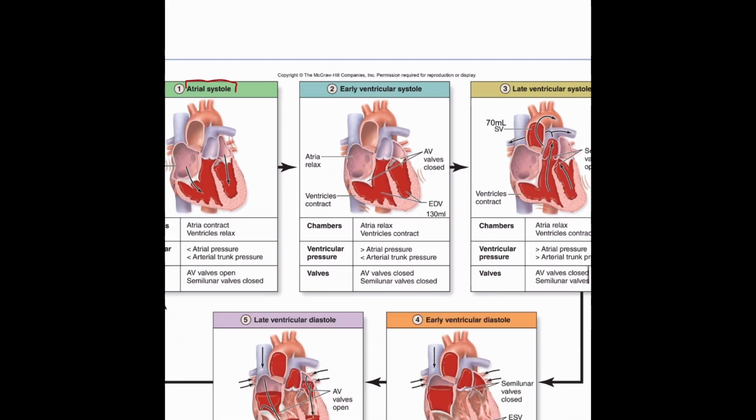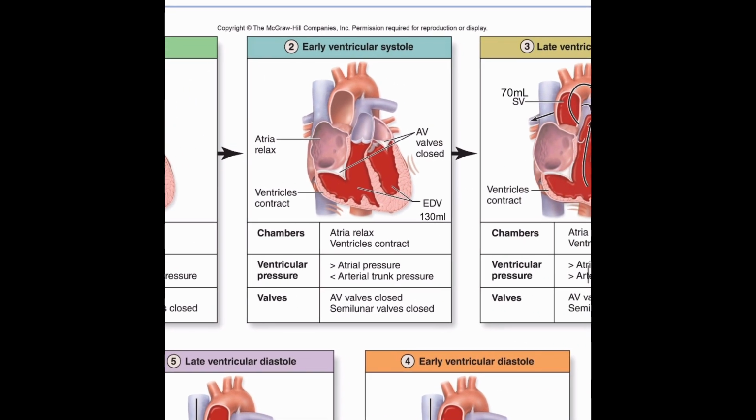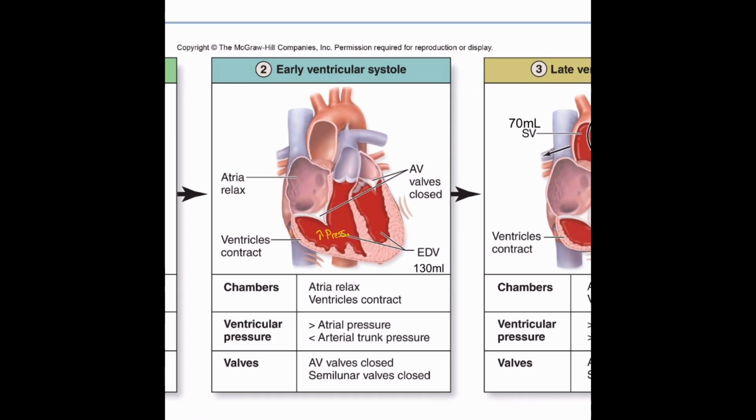Again, know that blood returns to the right and left atriums. Right gets deoxygenated, left gets oxygenated. The ventricles will fill passively. The AV valves open at the beginning of the cycle. The atrial pressure at the beginning is greater than ventricular pressure, and the semilunar valves are closed. And then, so the pressure in the ventricles is less than the arterial trunk pressure.